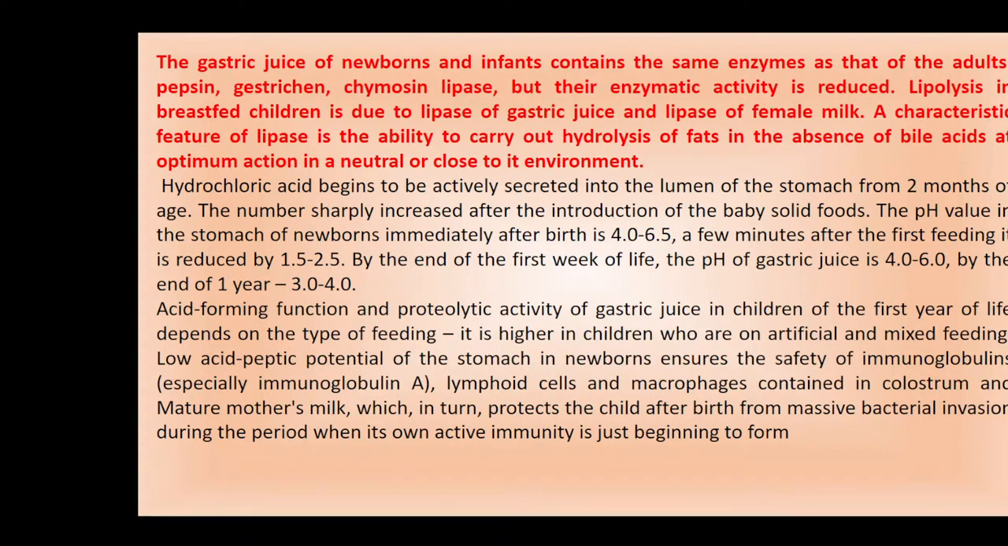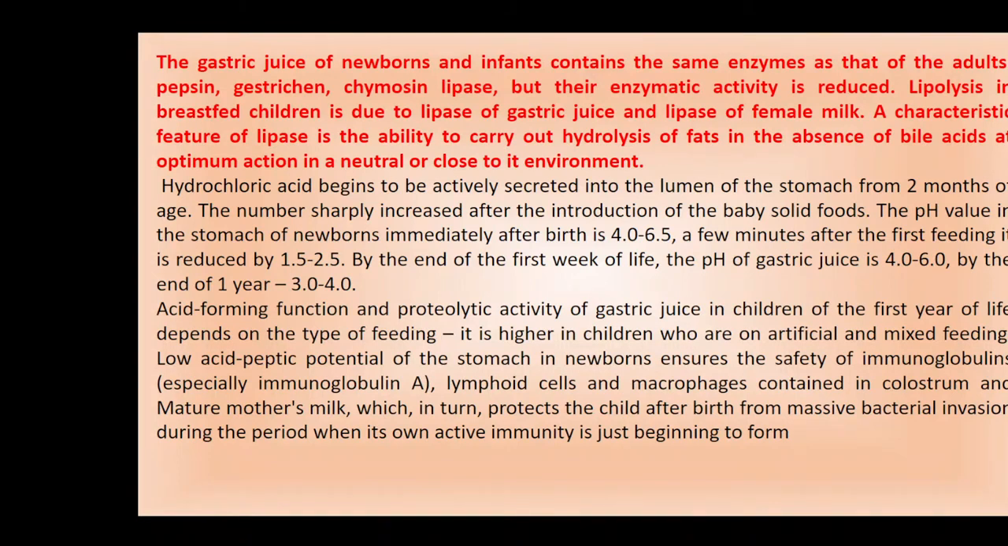Hydrochloric acid begins to be secreted into the lumen of the stomach from 2 months of age. The amount sharply increases after the introduction of solid food to the baby.